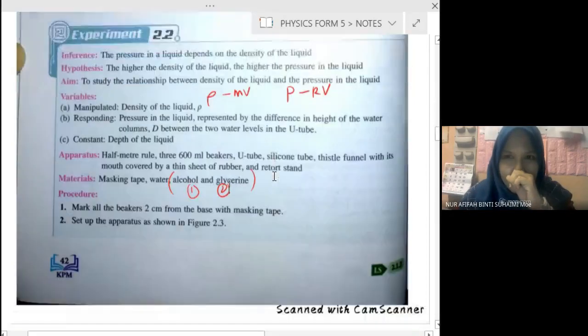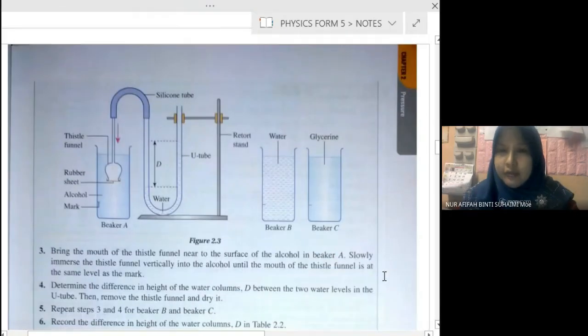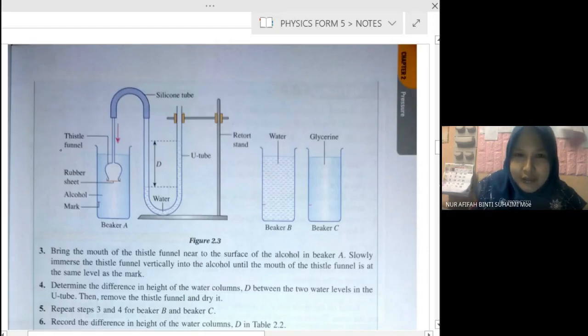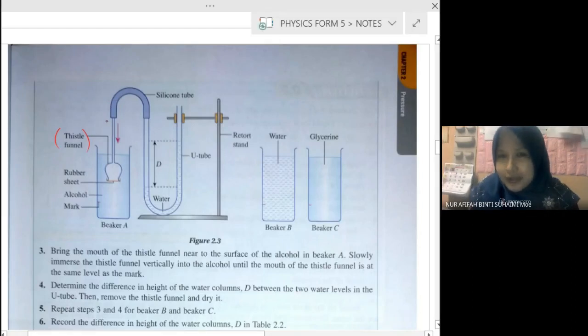Okay, how to carry out the experiment? Use the same apparatus, thistle funnel. Remember thistle funnel? Takut you tak ingat benda ni. Dia akan bagi another apparatus, but the other one, salah satu dia akan minta you fikir sendiri dia punya apparatus. And then the substance that we need is water and glycerin, beaker B, beaker C, beaker A. One more is alcohol. So got three lah: alcohol, water and glycerin.